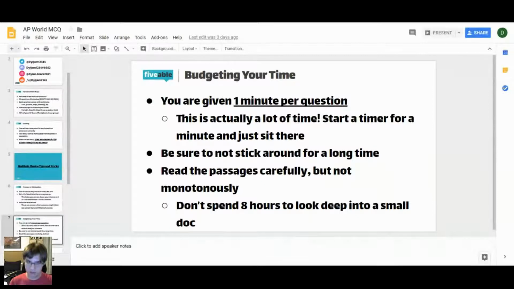That's true. Speaking of reading the passages, read them carefully, but not monotonously. So don't look into every little detail, every little nook and cranny of the document and think into it super deeply. You want to read it, read the source information, read everything in the document, understand it, but don't worry if you don't understand what this one word means, or the intricacies of the Islamic empires to the point where you can say date-wise. It's not the most important thing.